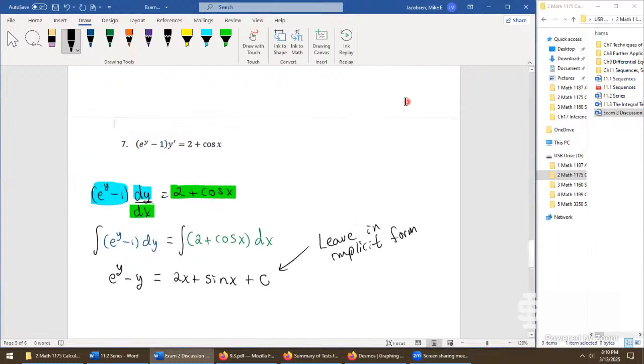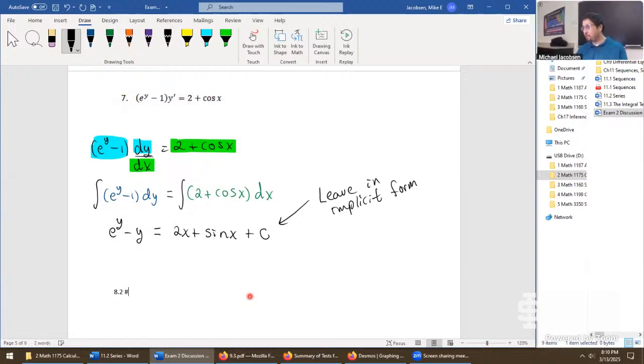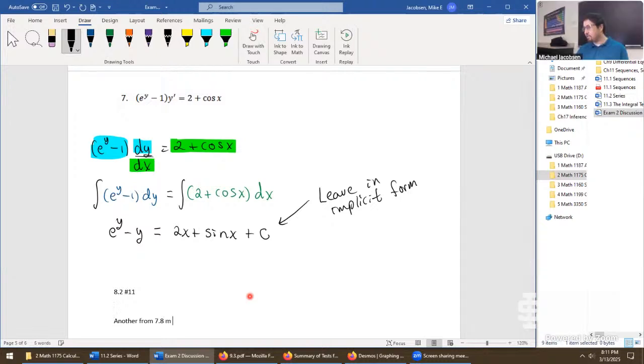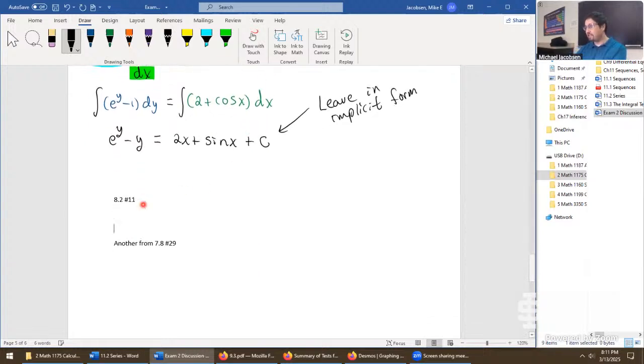I wouldn't mind taking another look at another one from 7.8. Gotcha, absolutely. We had from the class 8.2, number 11, and from Catherine, you said another from 7.8. Is that correct? Yeah, maybe 29. Gotcha. So suggestion number 29. Okay, we've got a couple problems lined in. Let's start with this one here. 8.2 11.